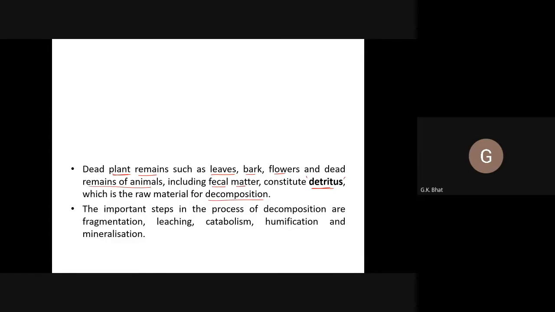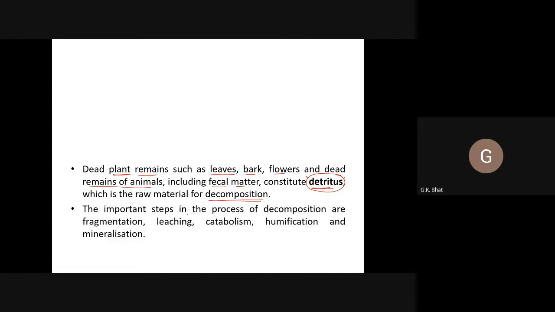So first you come across the detritus formation. Whatever you see, these leaves, plant materials, flowers, as soon as it rains, you see that it is becoming a little bit rotten. That is the detritus. Dead remains of spider, scorpion, cockroach-like creatures, so many insects, all these constitute detritus, and detritus is the raw material for decomposition. That means your decomposers act on this detritus.